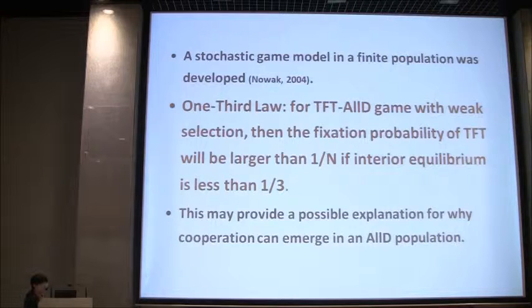And in 2004, a stochastic game model in a finite population was developed. The one-third law here is for the TFT-RD game with weak selection: the fixation probability of TFT will be larger than 1 over N if the interior equilibrium is less than 1/3. This may provide a possible explanation for why cooperation can emerge in an RD population.